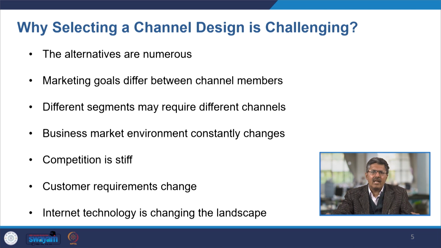Why is selecting a channel design challenging? Why is it challenging? What's so great about it? What's so difficult about it? Okay. The first thing is there are so many different alternatives. For example, today when you talk about channels, there is telemarketing, the internet, e-commerce, or you can directly reach through your distributors, your brokers. So many different people are involved in the process. So, you have different options, and in each option you have several members, right.